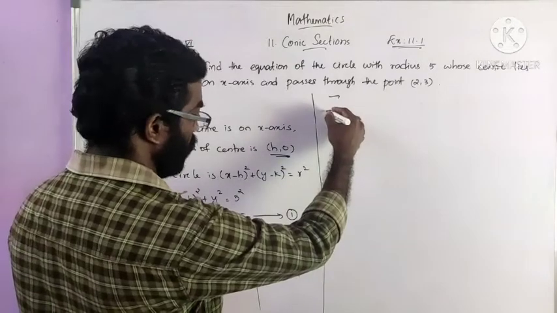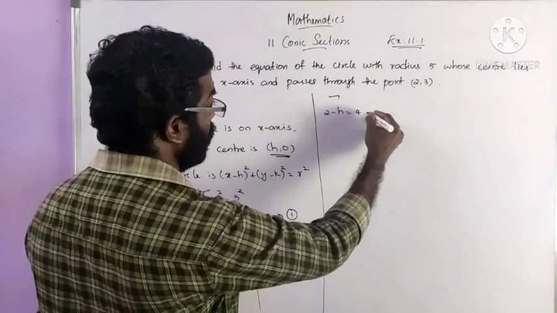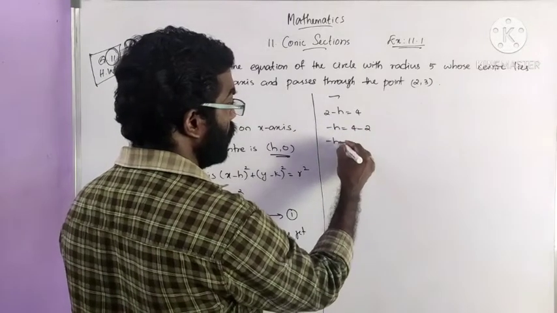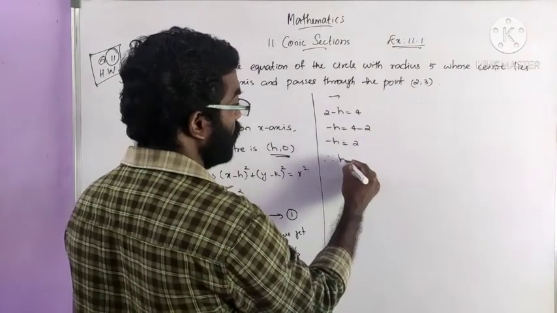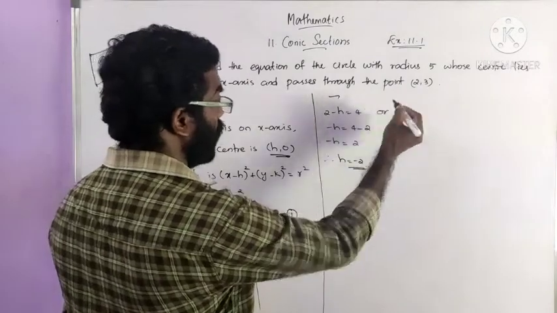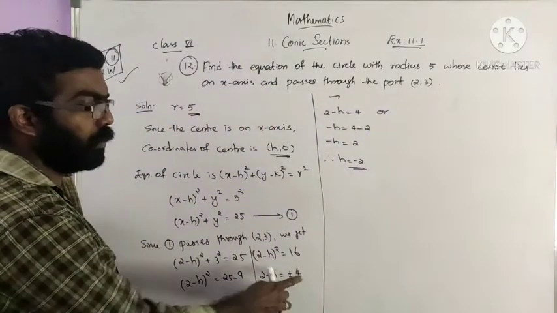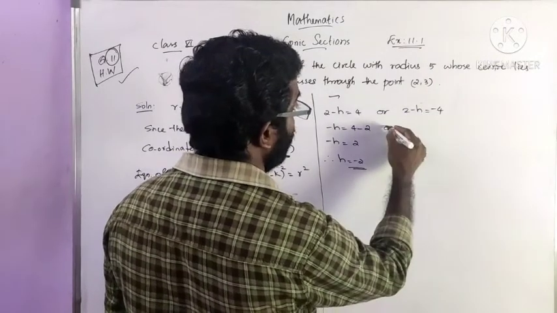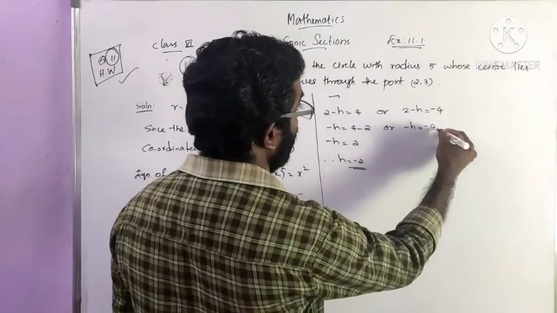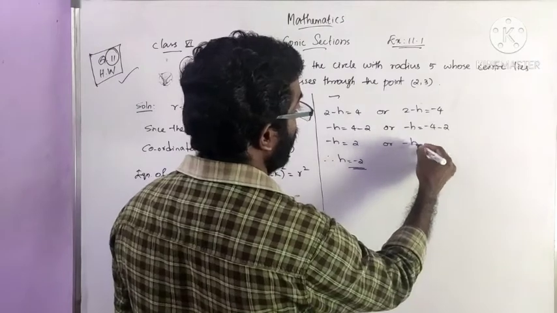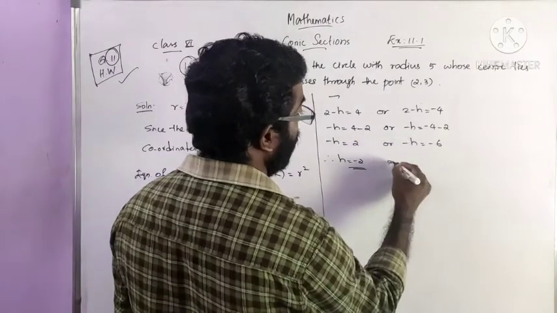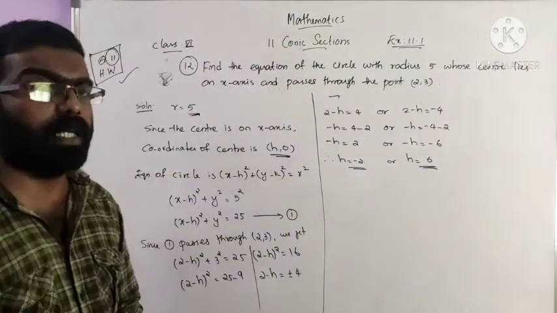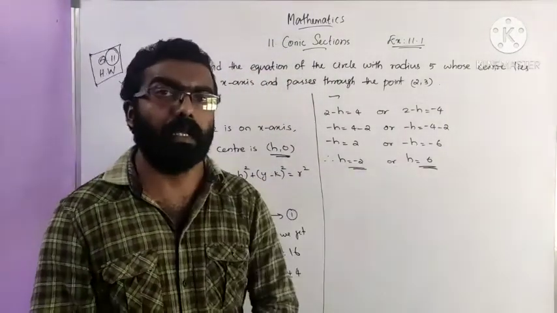Now we can take the first one. 2 minus h is equal to 4, which implies minus h is equal to 4 minus 2, minus h is equal to 2, therefore h is equal to minus 2. Or the second option is 2 minus h is equal to minus 4. So minus h is equal to minus 4 minus 2, minus h is equal to minus 6, that is h is equal to 6. So we got two values for h, one is minus 2 and the other one is 6.